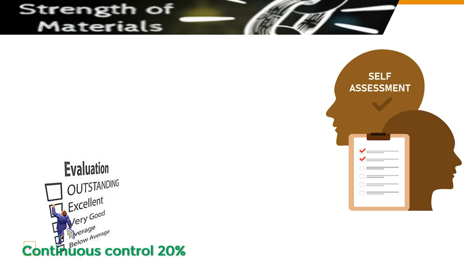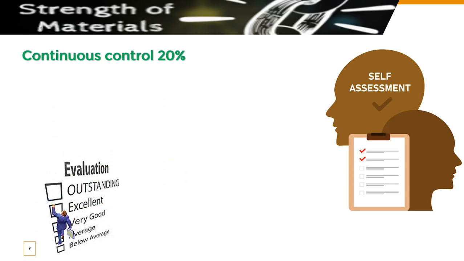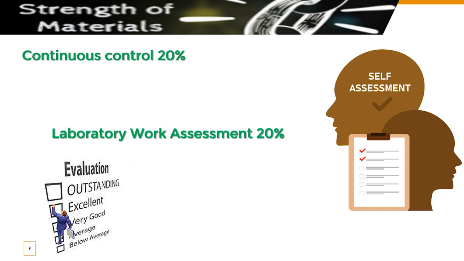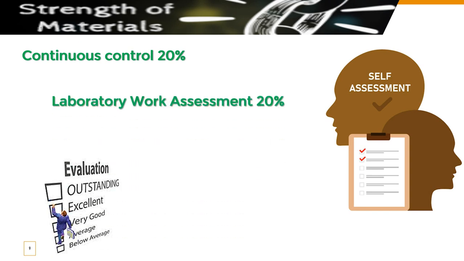We implement a comprehensive 3-tiered assessment structure designed to measure both your ongoing engagement and your final understanding. First, 20% of your final grade is allocated to continuous control, which includes regular quizzes, classroom participation, and tutorial performance. Another 20% is dedicated to your laboratory work assessment. The remaining 60% of your grade is determined by the comprehensive final examination at the end of the term.